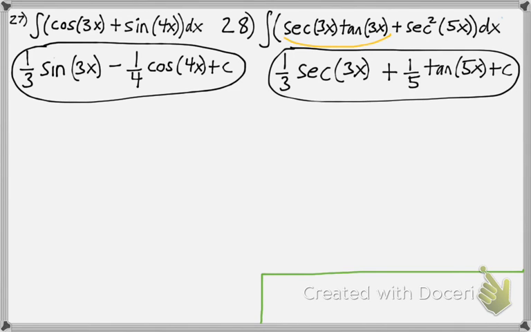So again, to check your work, if you were to take the derivatives of these, you would get back to the original. And that's really why you see these fractions in these integration problems, because of the chain rule. The 3 would come out, the 5 would come out, and they would get rid of those fractions. So we do need those fractions there.